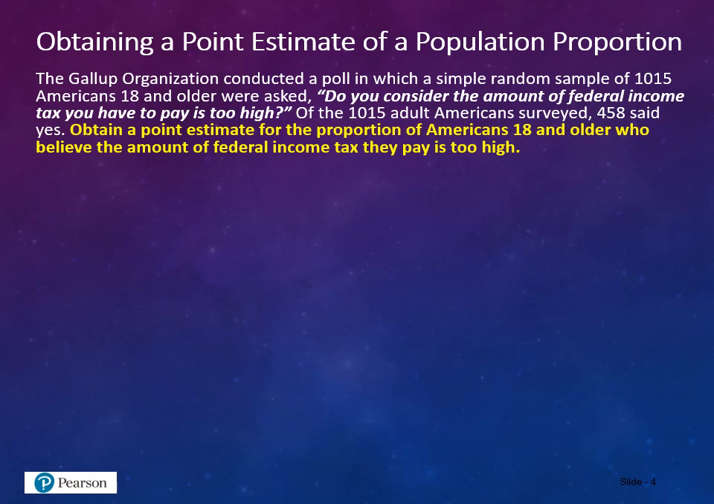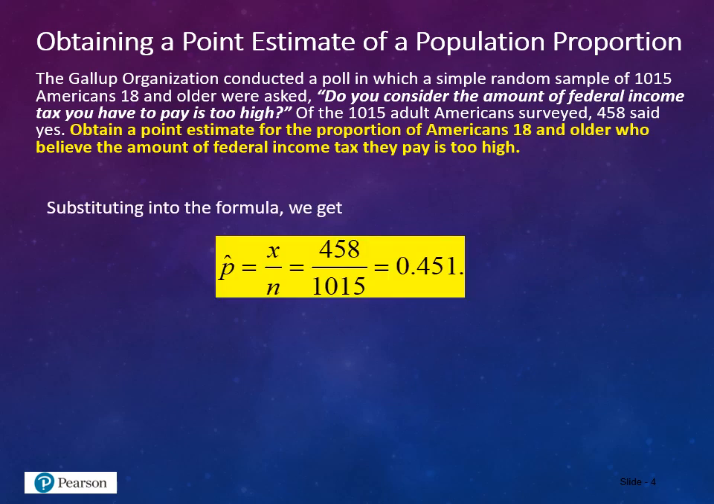Let's look at an example. The Gallup organization conducted a poll in which a simple random sample of 1,015 Americans 18 and older were asked, do you consider the amount of federal income tax you have to pay is too high? Of the 1,015 adult Americans surveyed, 458 said yes. Obtain a point estimate for the proportion of Americans 18 and older who believe the amount of federal income tax they pay is too high.